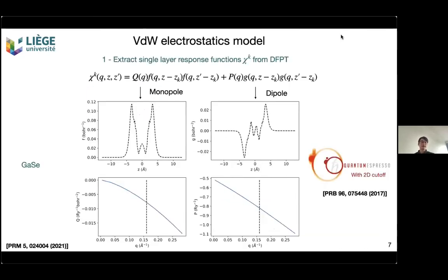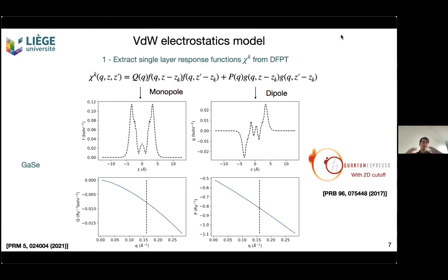Okay, so the first step, to extract the responses, we assume that the response functions have this form, the sum of a monopole and a dipole contribution. They essentially capture the zero and first order derivatives, with respect to the out-of-plane direction, of some potential perturbation.